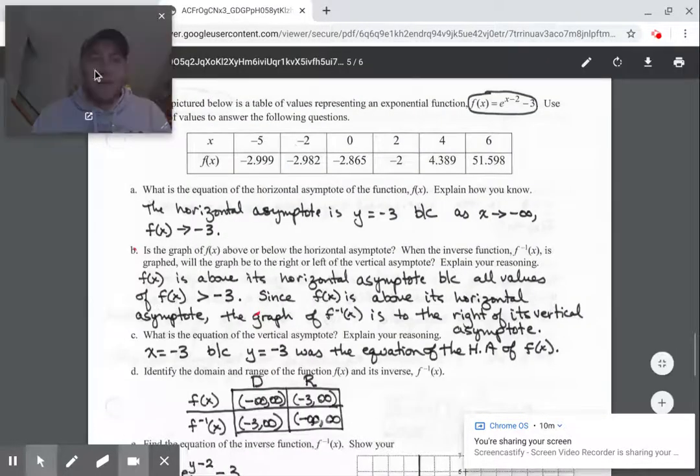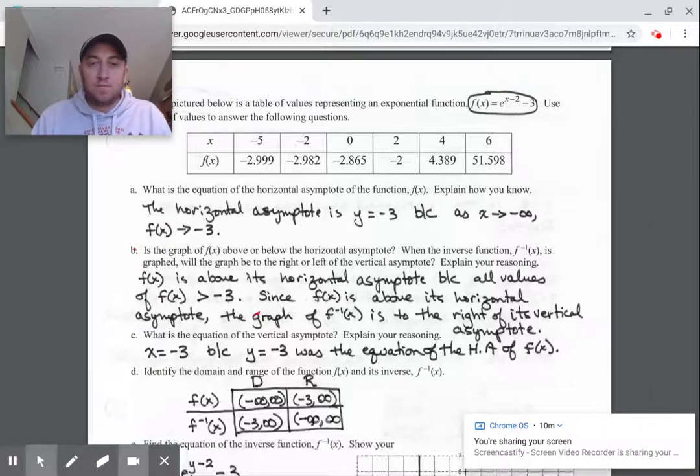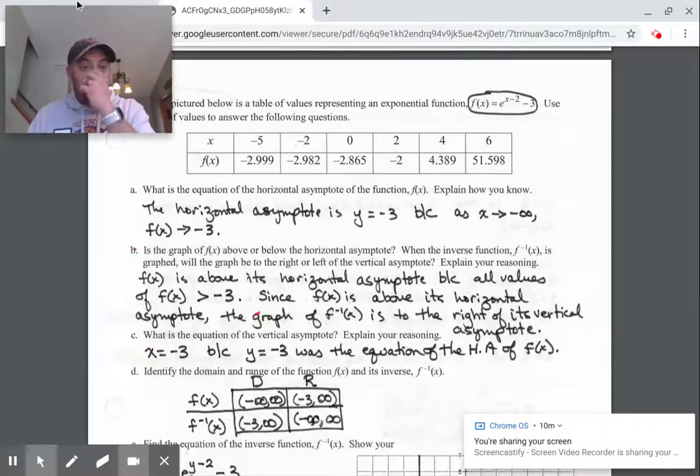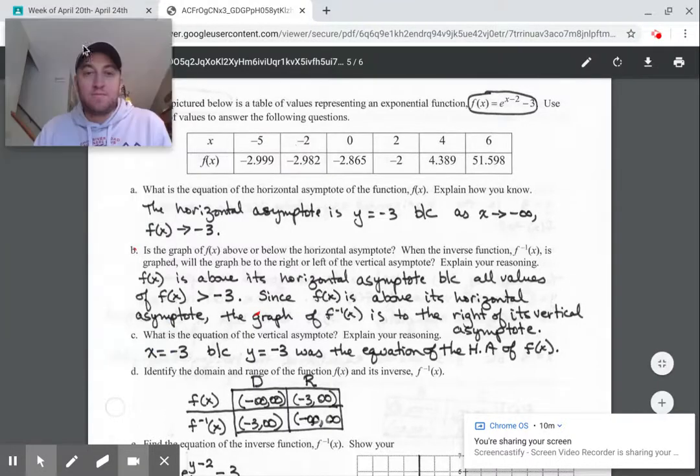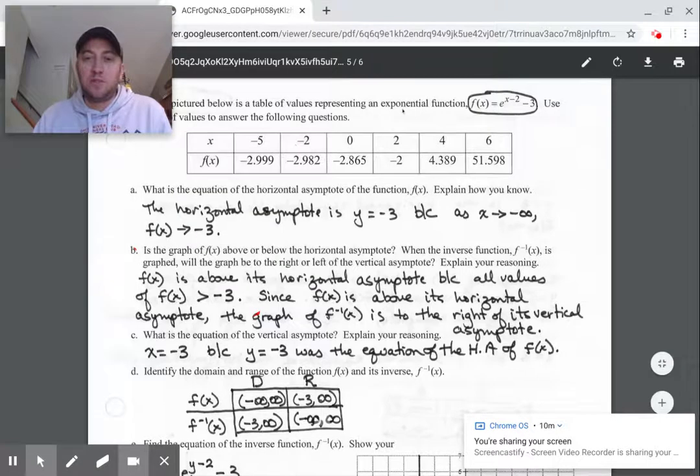All right, so here we got a table of values. We'll leave it up there. So a table of values, and I know that f of x is equal to e to the x minus 2, minus 3. So we're dealing with an exponential function. A, what is the equation of the horizontal asymptote? Well, I know it's negative 3 for two different ways. They're listing here because of our end behavior: as x approaches negative infinity, our graph's going towards negative 3. Negative 2, we're getting closer to negative 3. I also know it's negative 3 because that's the constant in my equation.